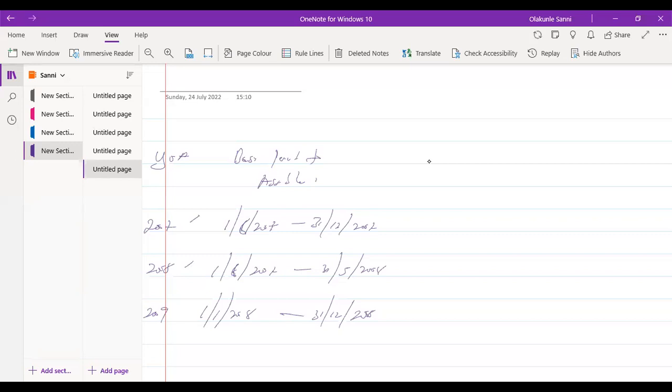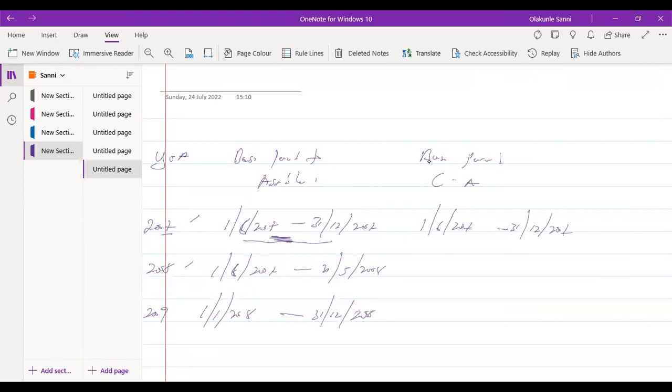It's better for me to find the basis period for capital allowance. How will I get the basis period for capital allowance? The first rule says for the first year of assessment, still 2007, I'm expected to repeat the basis period for assessable profits. I will repeat all of this. So it will be 1/6/2007 till 31st December 2007.